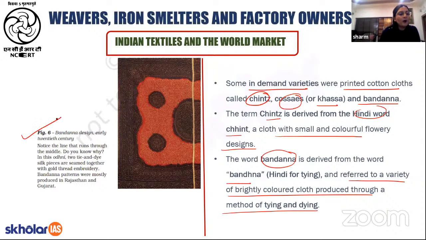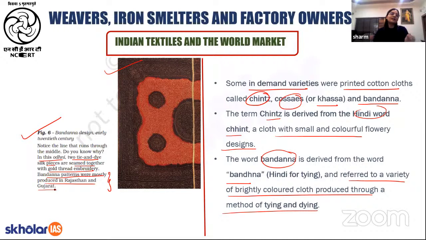Some important information on bandana is also given in this particular image, wherein it has been told that in this particular odhni that is given in the image, you can see that there are two tie and dye silk pieces which are seamed together with gold thread and embroidery. So this is the process. This is not that much important. Important for us are these two lines, that is, bandana patterns were mostly produced in Rajasthan and Gujarat.